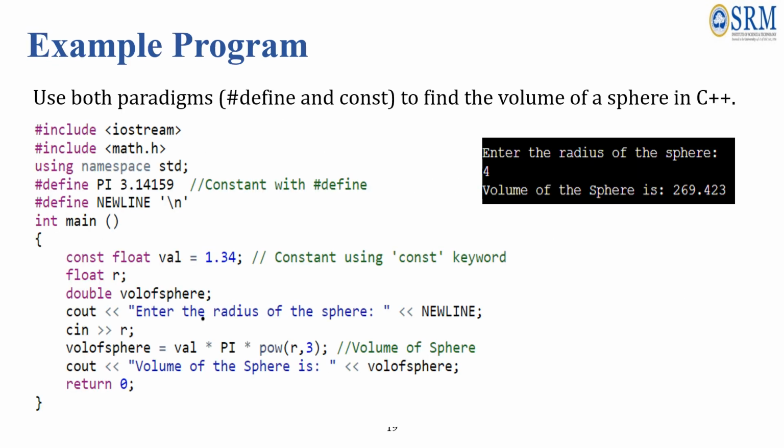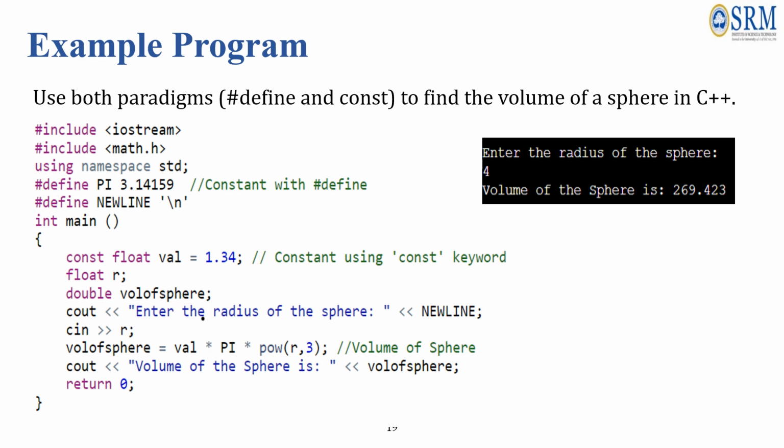So here is an example that uses both hash define and const for defining constants. This is a simple program to find the volume of a sphere in C++. We have to include iostream and math.h. I'll tell you why math.h is used here. After that, using hash define, the pi value is defined. So what is the pi value? It is 3.14159. This is a constant value that is assigned to pi.